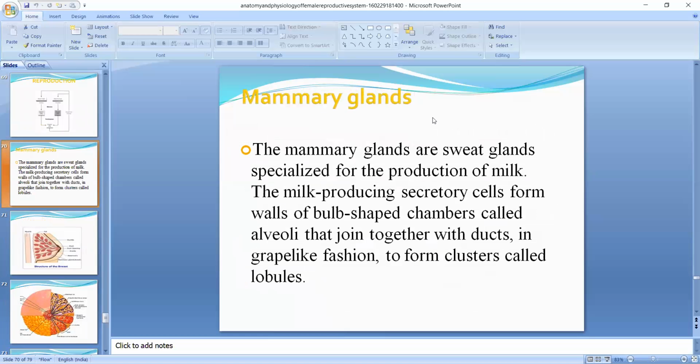So this is all about the reproductive system, and today we learned about all the parts of the internal organs and the external organs of the female reproductive system, and we can define them well now.